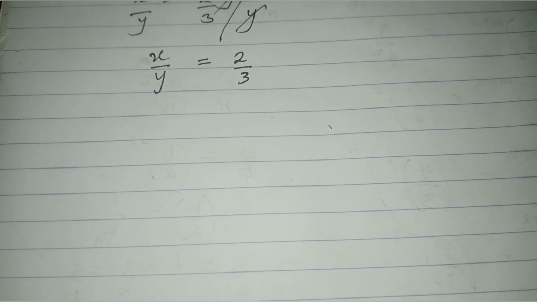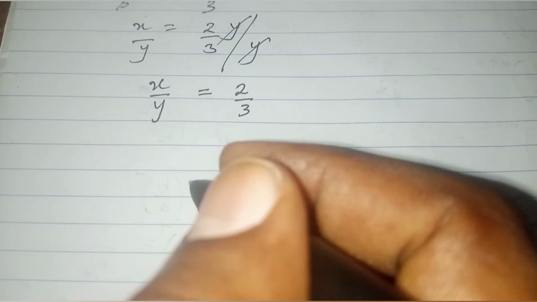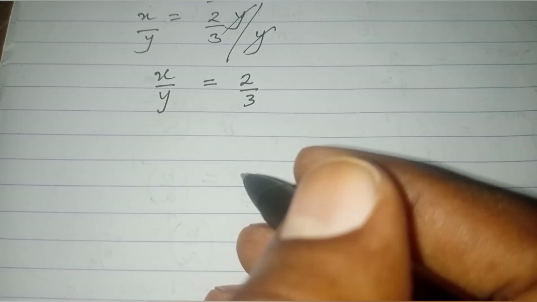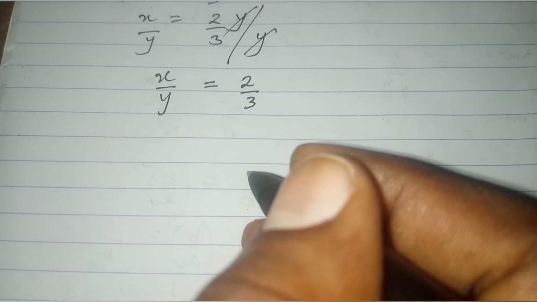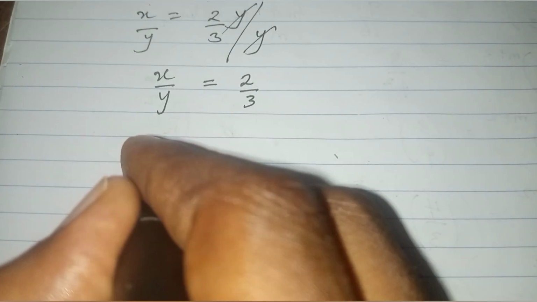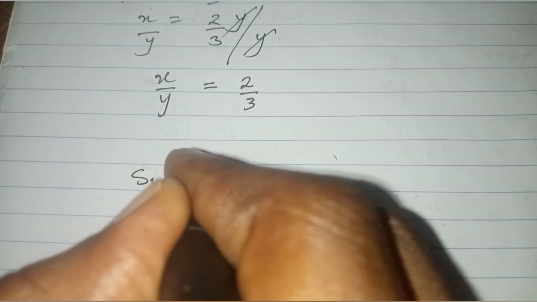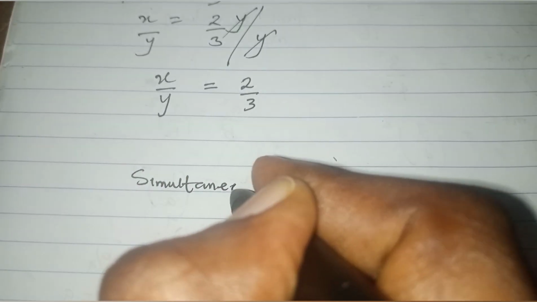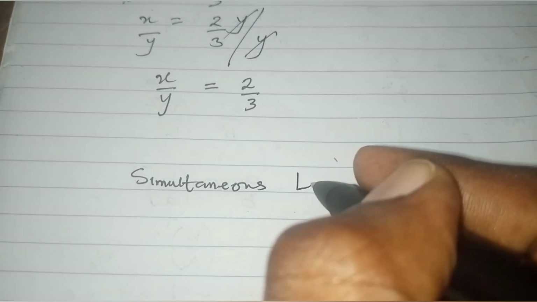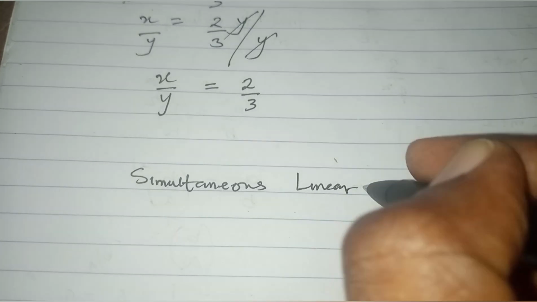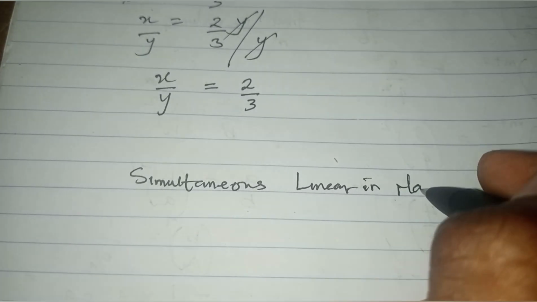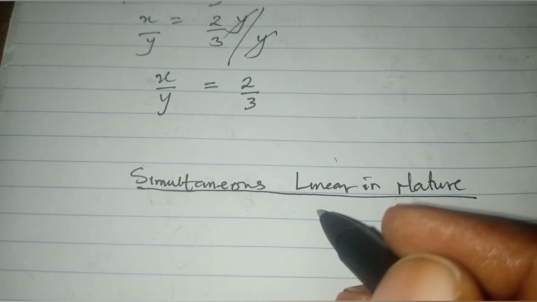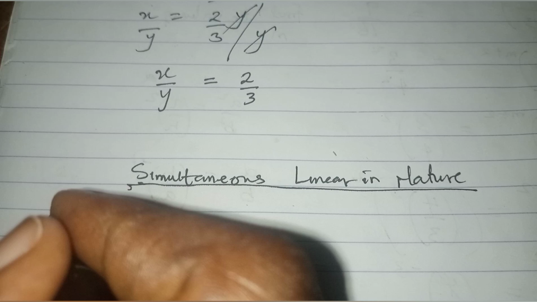All right, guys. Now, this time around, let's look at exponential equations that lead to simultaneous equations, linear in nature. All right. Now let's look at an example here.